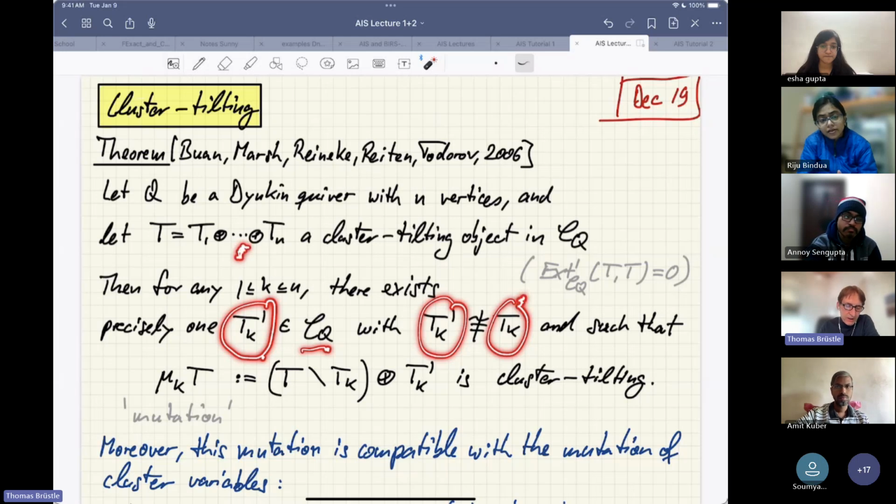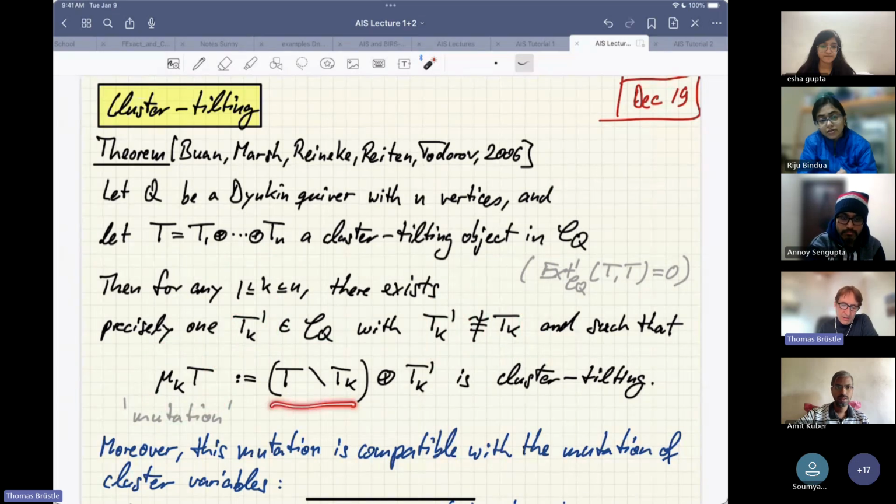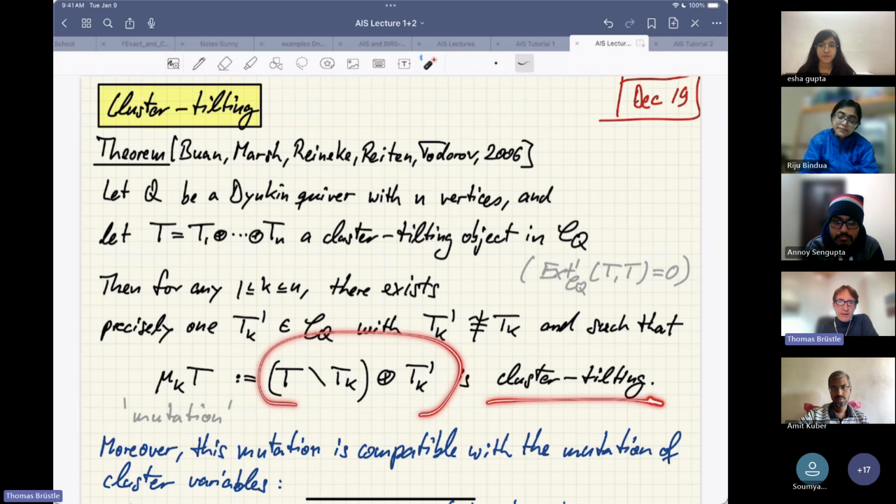That means I can define a mutation of T by taking out the object Tk and adding this other different object Tk prime. And this new thing is again a cluster tilting object. So I can always mutate. Mutation is always possible. That's the big result that shows that the combinatorics of those cluster tilting objects really models the combinatorics of clusters and their mutations.